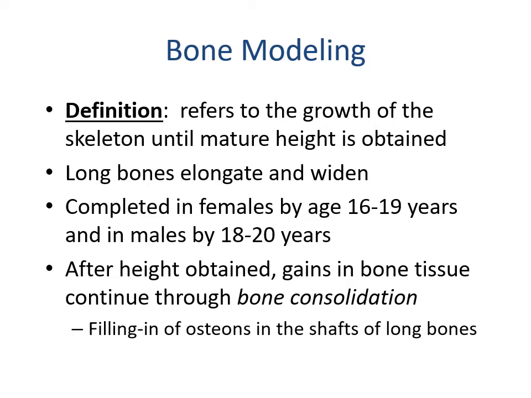So looking at bone modeling, this refers to the growth of the skeleton until we reach mature height. The long bones will elongate and widen, so the leg bones will get thicker and longer. This is completed in females by 16 to 19 years of age, and in males by 18 to 20 years of age. After height is obtained, gains in bone tissue continue through bone consolidation, which is the filling in of osteons in the shafts of the bone. So you're going to get a little bit more density or thickness to the bones after full height is attained.